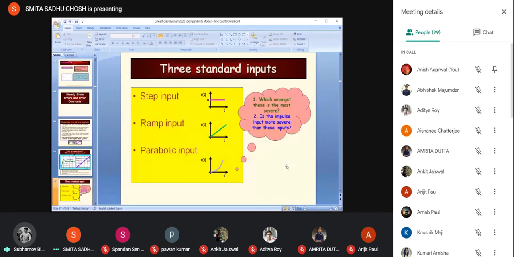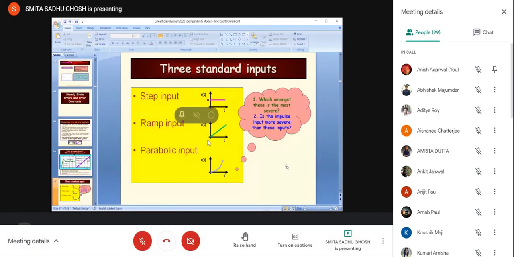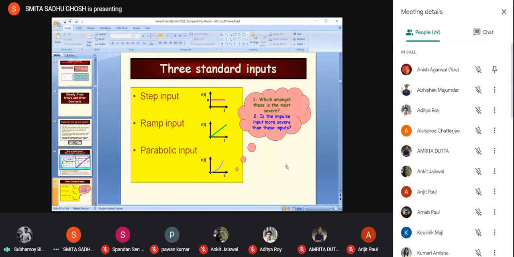Ma'am, step input means only one root at origin with multiplicity 1, so it can be stable, but ramp and parabolic correspond to 1 by s square and 1 by s cube. So they might be even more severe because they don't have that kind of stability. You are speaking of mathematics, but I am speaking of, say, okay, thank you for expressing your views.